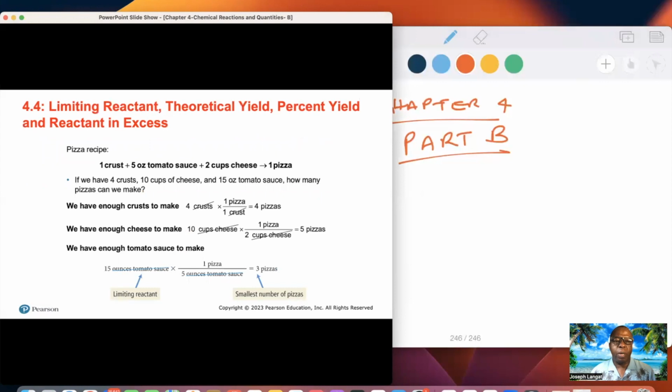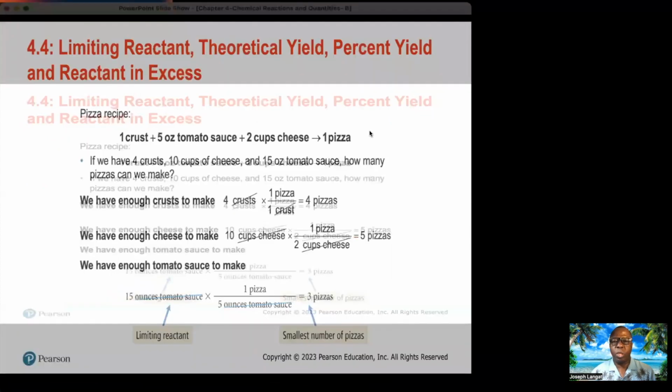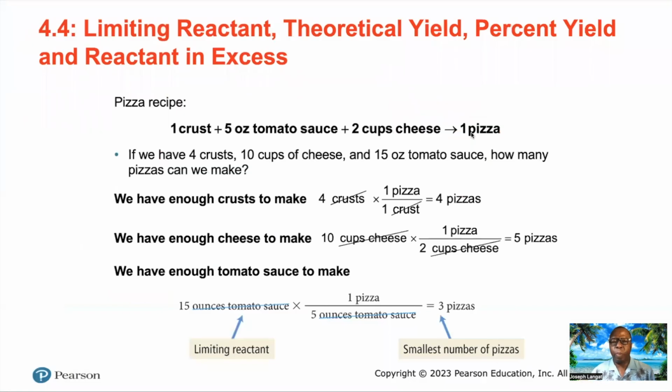Recall our recipe for pizza, where to make one pizza, you will need 1 crust, 5 ounces of tomato sauce, and 2 cups of cheese. Suppose we have 4 crusts, 10 cups of cheese, and 15 ounces of tomato sauce. How many pizzas can we make?